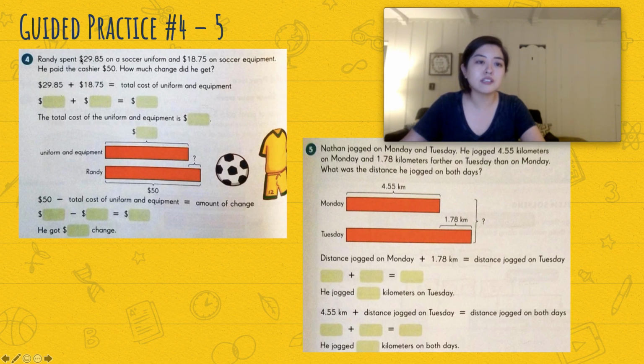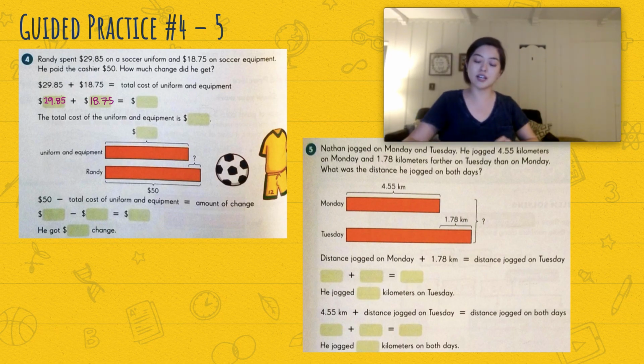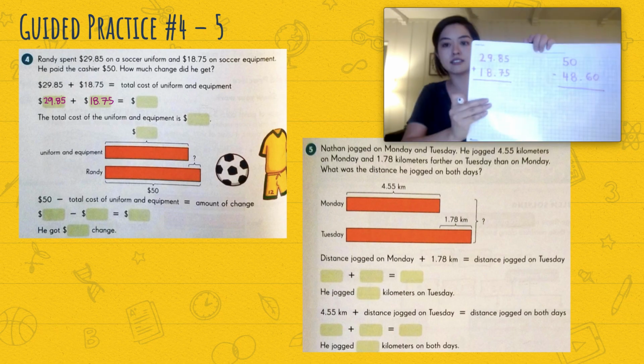Randy spent $29.85 on a soccer uniform and $18.75 on soccer equipment. He paid the cashier $50. How much change did he get? So first, let's figure out the total cost of the uniform and equipment. So we're going to add $29.85 to $18.75, and I stacked it up like this.